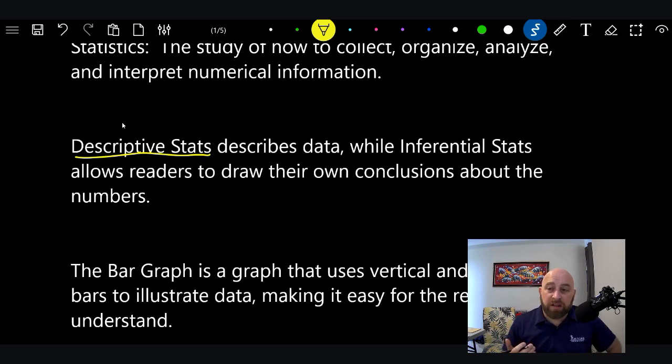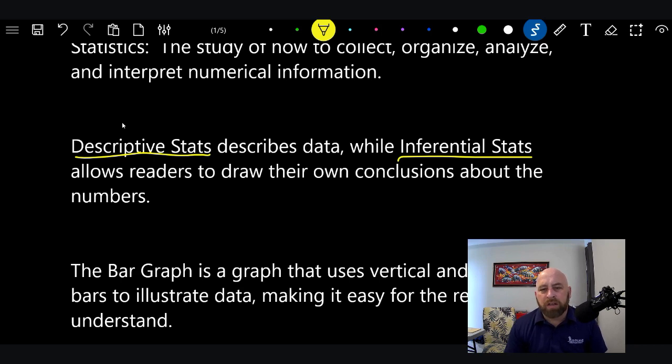There is a second one that, as you get higher and higher into math, and as you get into the real world, as far as working for a business or something, you're going to see this more. It's called inferential stats. Okay, inferential. What does it mean to infer something? Well, it means to suggest something, or from what somebody says, you figure something out. And it allows readers to draw their own conclusions about the numbers.